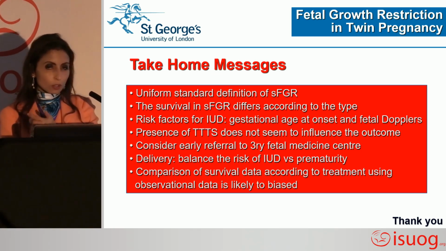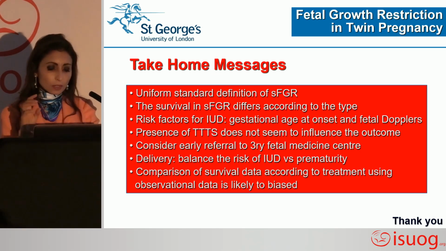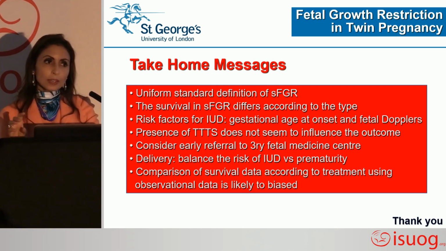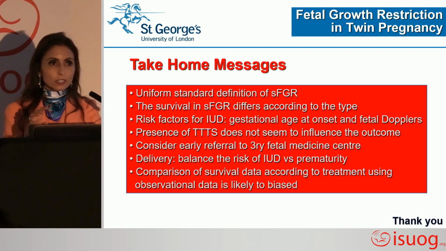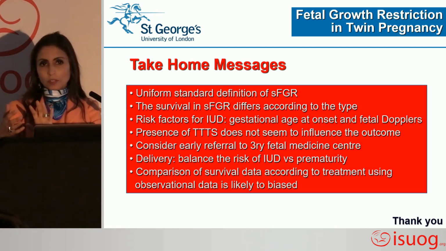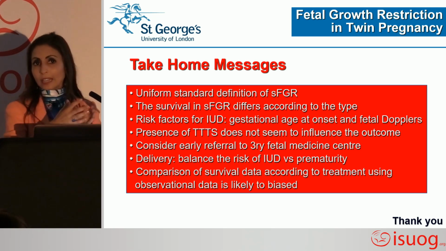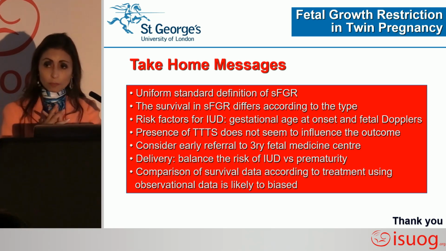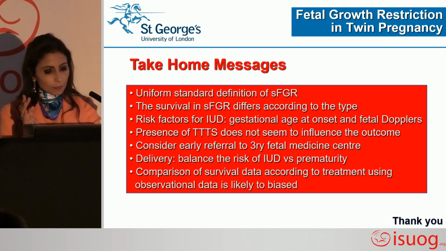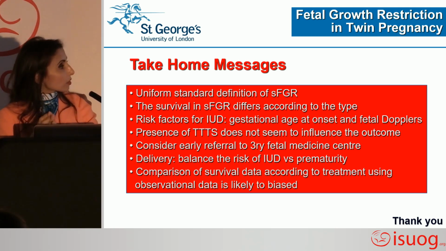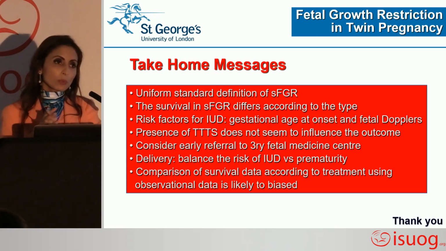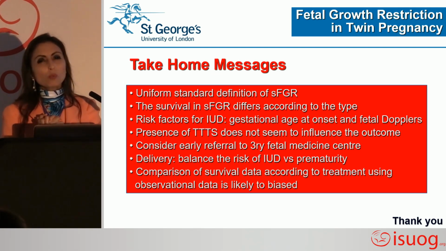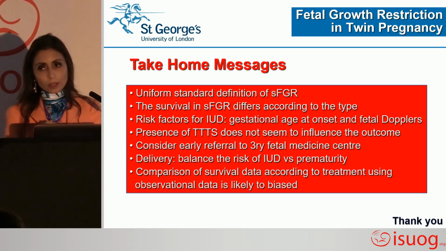You should balance the risk of intrauterine demise versus prematurity, and therefore don't deliver really early. Certainly avoid delivery before 28 weeks, because although you avoid the risk of intrauterine demise, it is at the expense of a significant risk of prematurity. And as I said, the comparison of survival according to treatment using observational data is likely to be biased. This is what we found in a systematic review, really quite limited. I don't think the data there is very reliable.